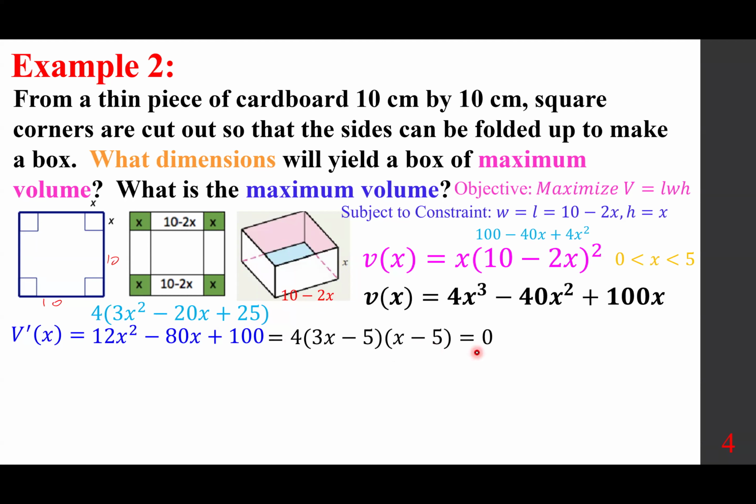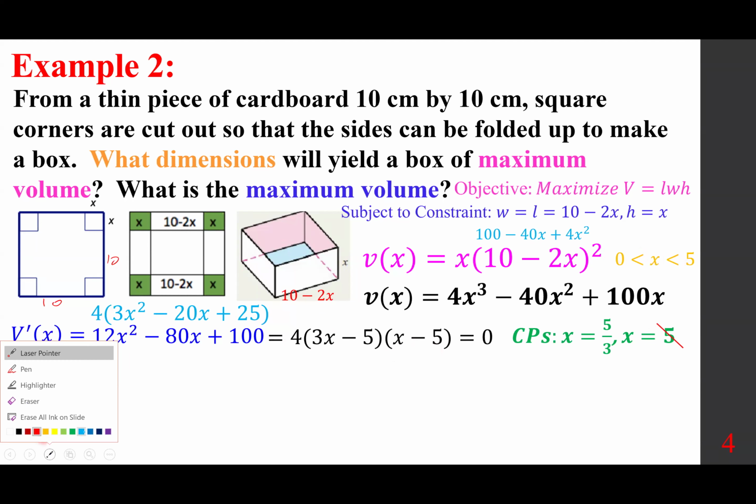The reason we set it equal to 0 is because we are looking for CPs, critical points. This gives us 5/3. This gives us 5. And when we go back here, x can't be 5. So you have an open interval of 0 to 5 with one critical point. Let's see if it's going to maximize or minimize.